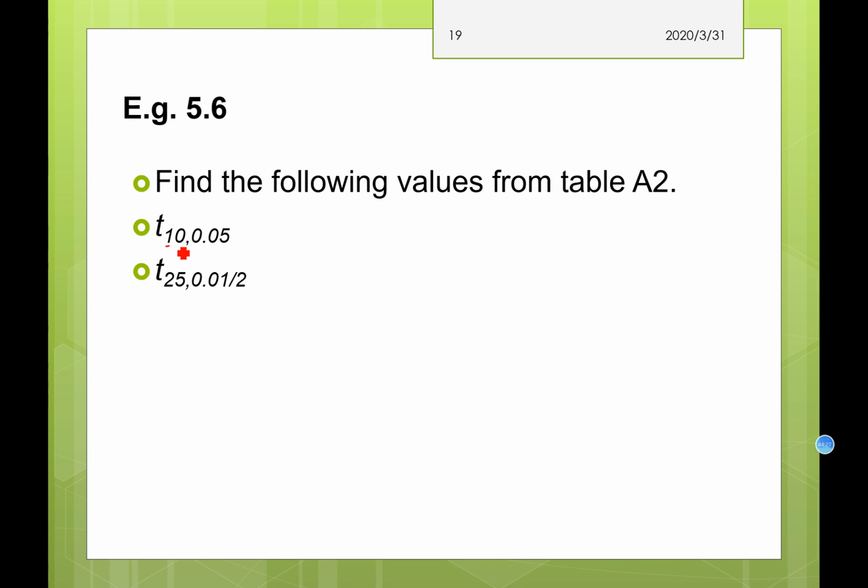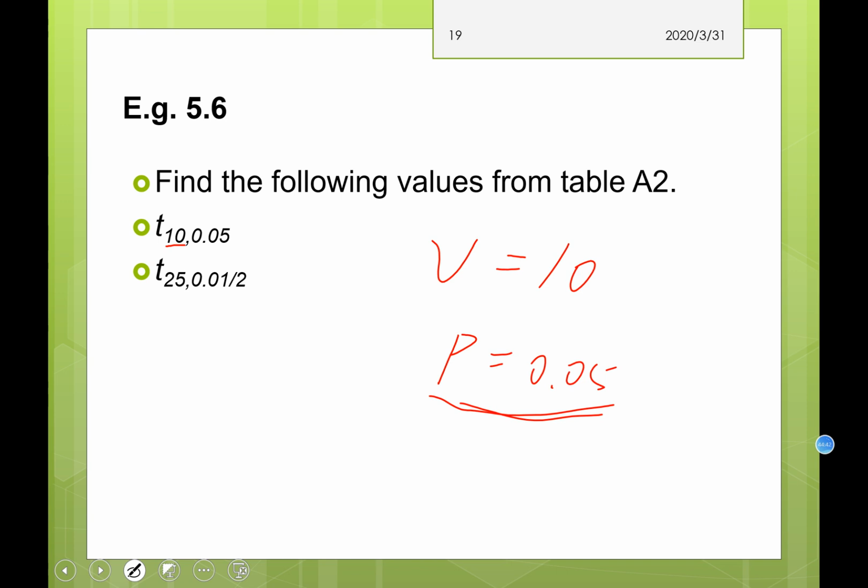This number 10, that is the df, right? Nu equals 10. And we find that the probability p is 0.05. And we find that this one is one-sided, right? Because we said that when we are talking about the two-sided t-value, we need to use half p. So there is no half, there's only one number here, 0.05. So that should be one-sided.